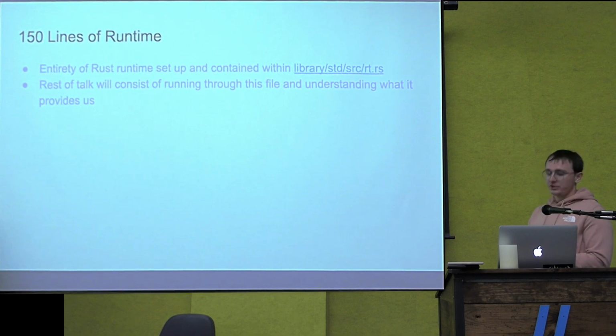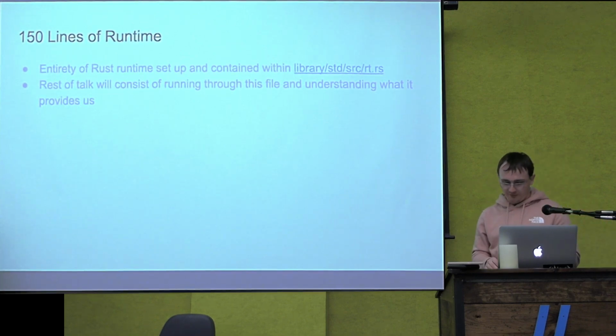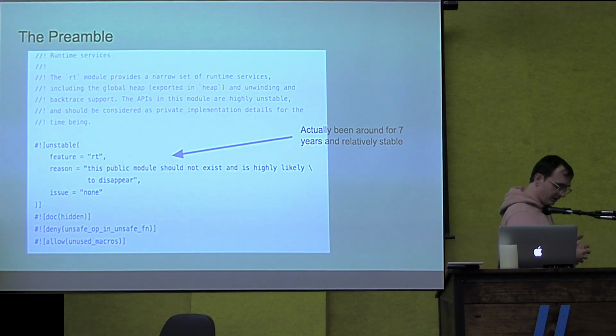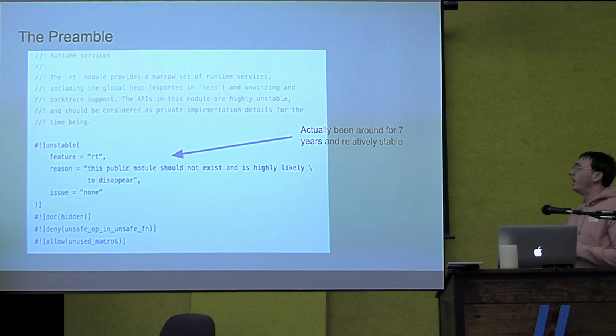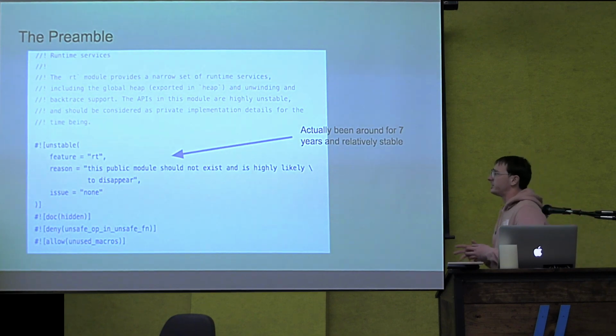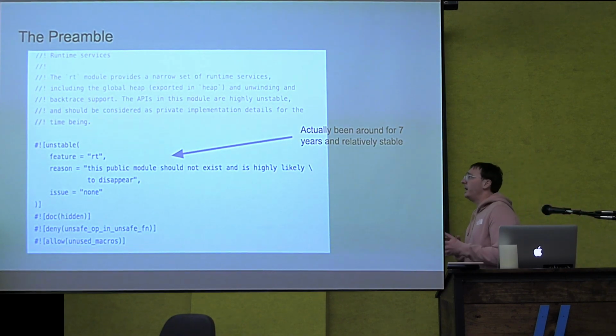So let's go ahead and look at this file and see what it provides us. Firstly, there's the preamble here. Basically, as it states, this is providing the heap. We won't dive into the heap so much since it's very system dependent.